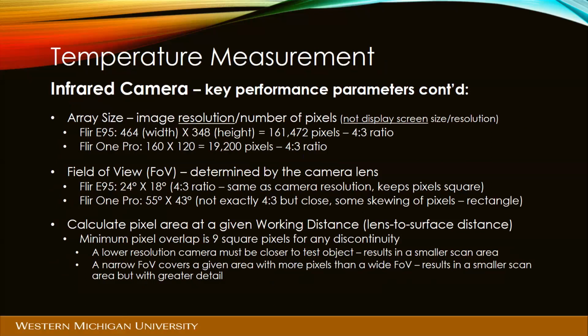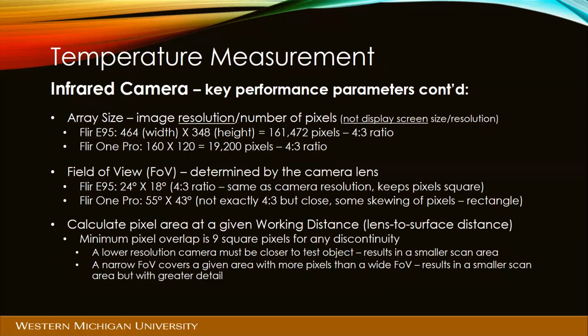Given the array size and the field of view, you can calculate the pixel area. How big of an area does each pixel cover at a given distance? And for a flaw, we want to have a minimum overlap of 9 pixels. So to say, yes, this is a flaw, or no, it's not a flaw, you have to have a minimum of 9 pixels, or basically a 3 by 3 square. So 9 square pixels for a discontinuity.